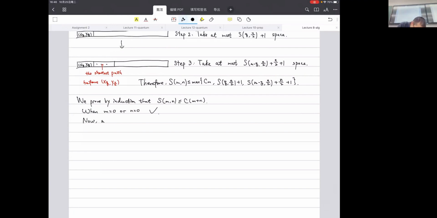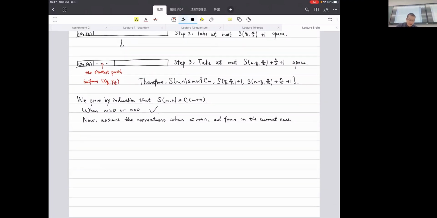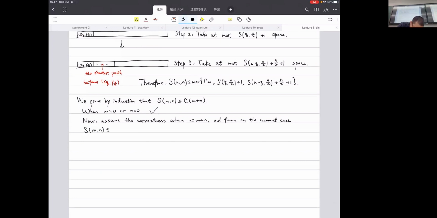Now assume the correctness when the value of m plus n is smaller than this, and focus on the current case. For the current case, we know that Smn is going to be smaller than the maximum of Cm and the two recursive terms, Qn over 2 plus 1 as m minus Qn over 2 plus n over 2 plus 1. For the two in this maximum, we can call this recursively, and it's smaller than the max of Cm, C times Q plus n over 2 plus 1, and C times m minus Q plus n over 2 plus n over 2 plus 1. And actually this is smaller than C times m plus n. So why is this the case?